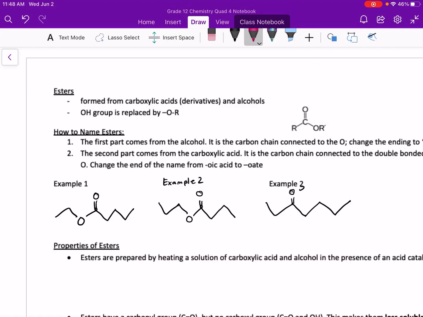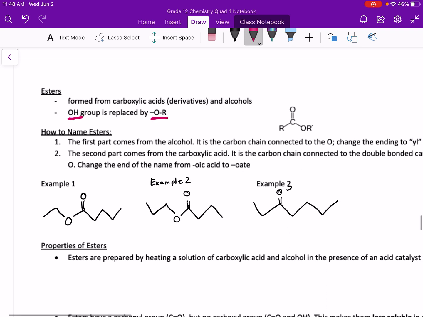We're going to look at some examples of esters. Esters are formed from carboxylic acid derivatives and alcohols. The OH group is replaced by OR. So if you remember about carboxylic acids, we have the hydroxide on the end. Here we're going to continue with a carbon chain.